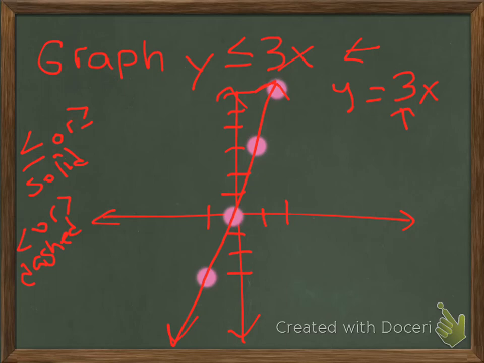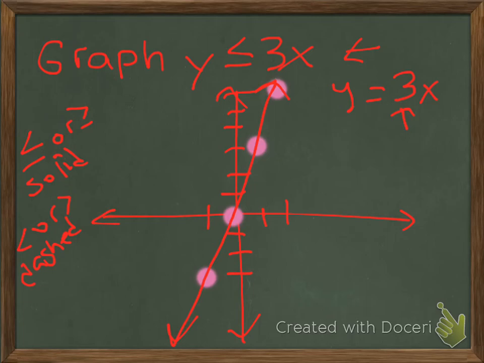And then my last step is to pick a test point that's not on my line. Usually I want to say that you can pick 0, 0, but since 0, 0 is on my line, I'm going to look for another point. It can be any point as long as it's not on my line. So let's say I do make it easy on myself and do 1, 1.